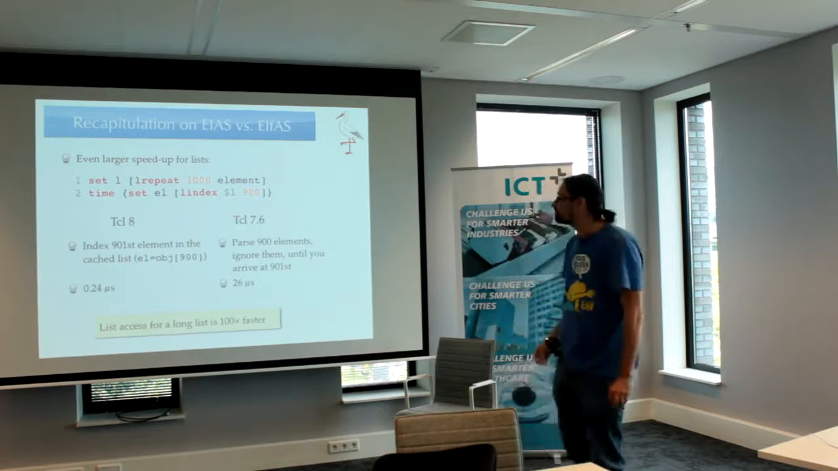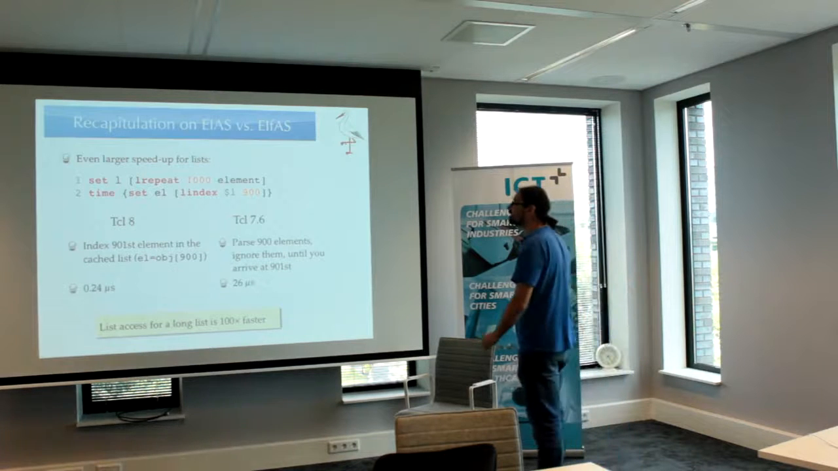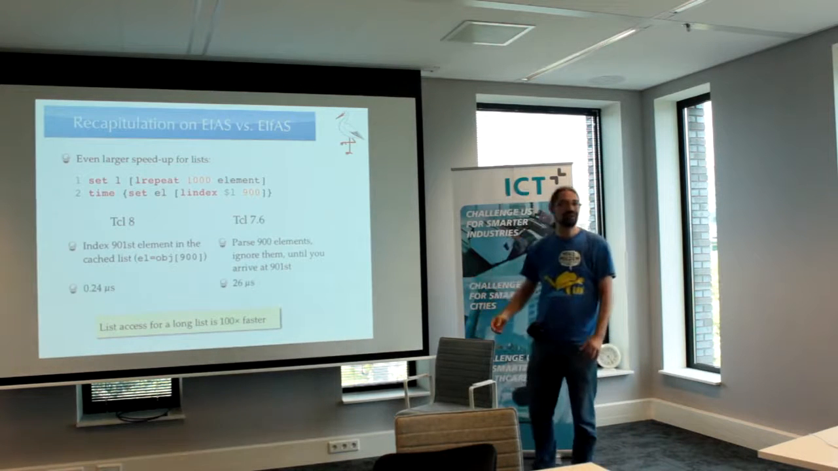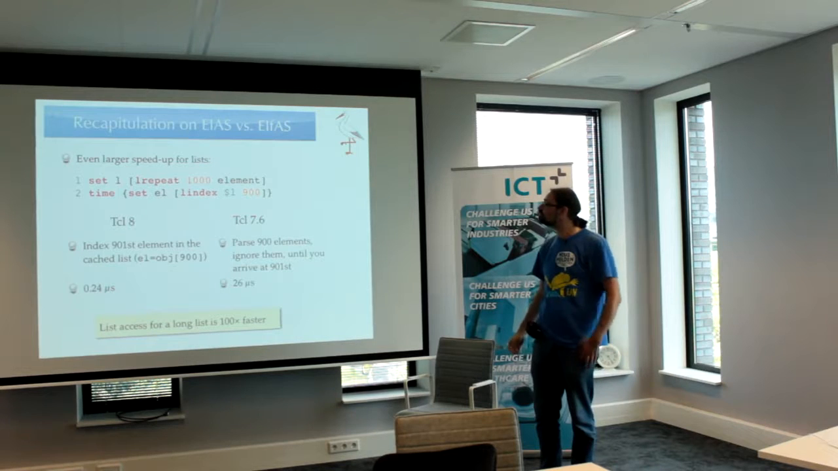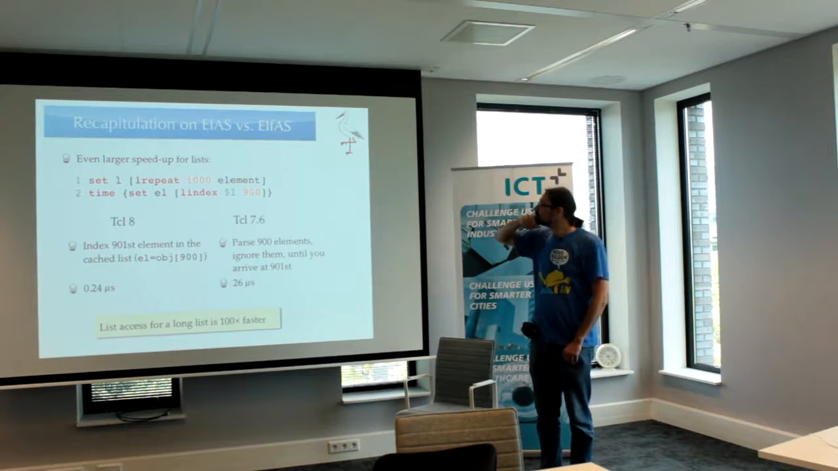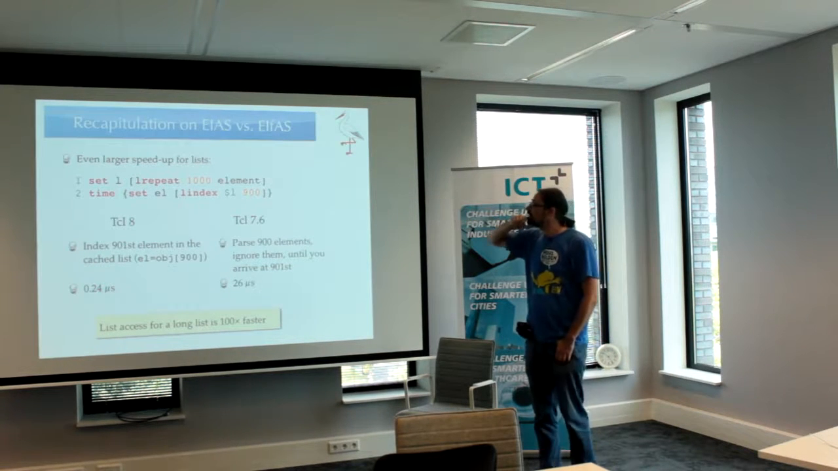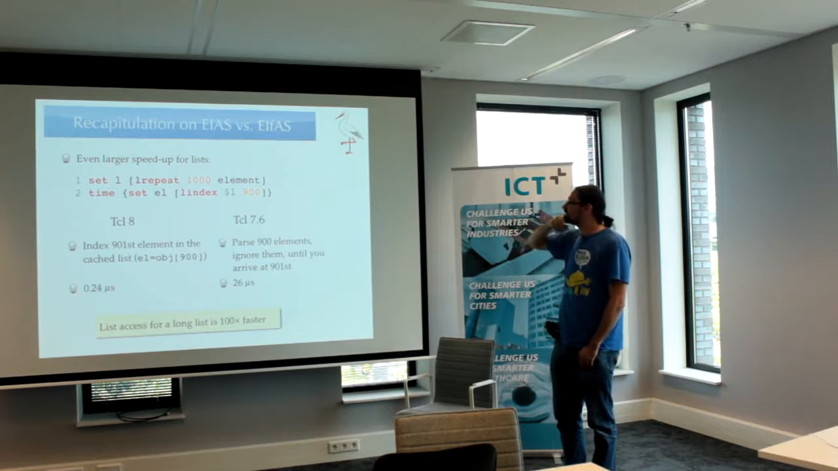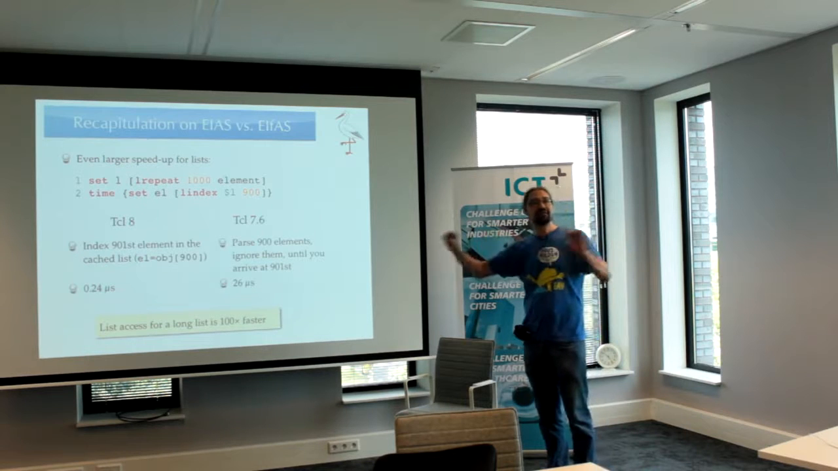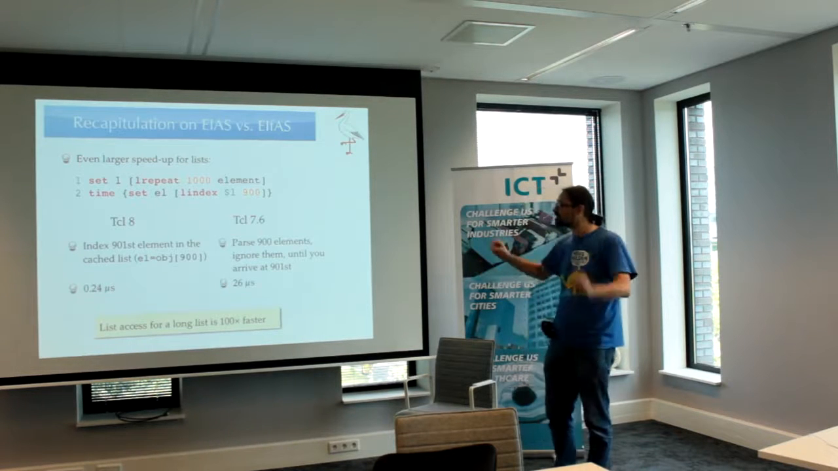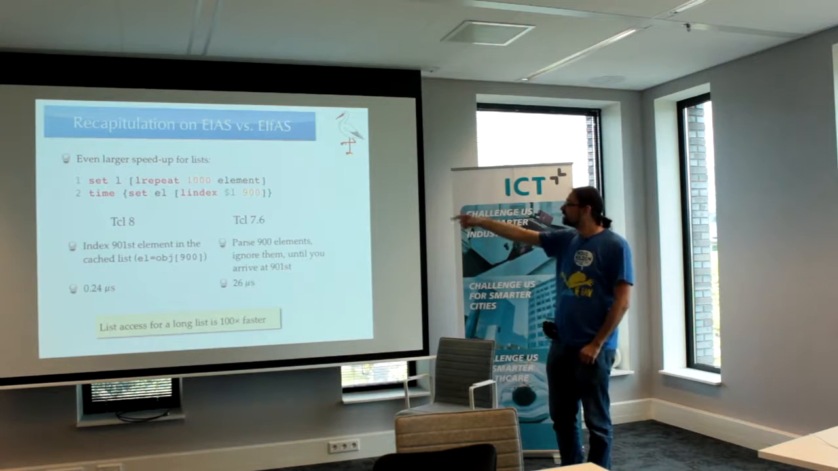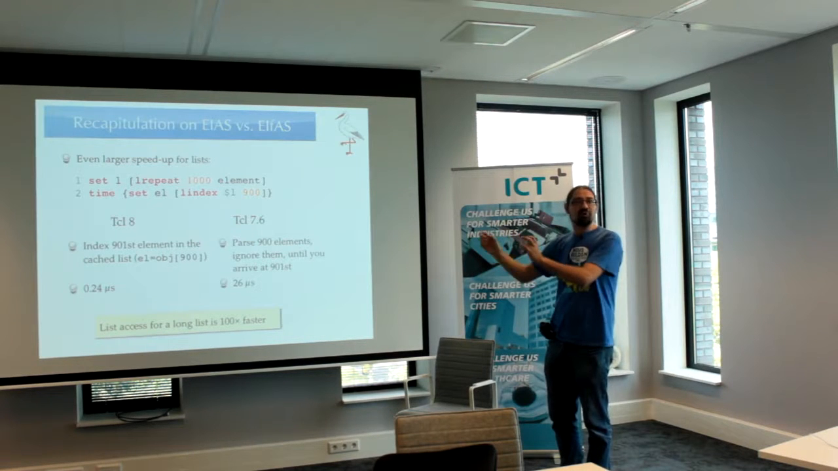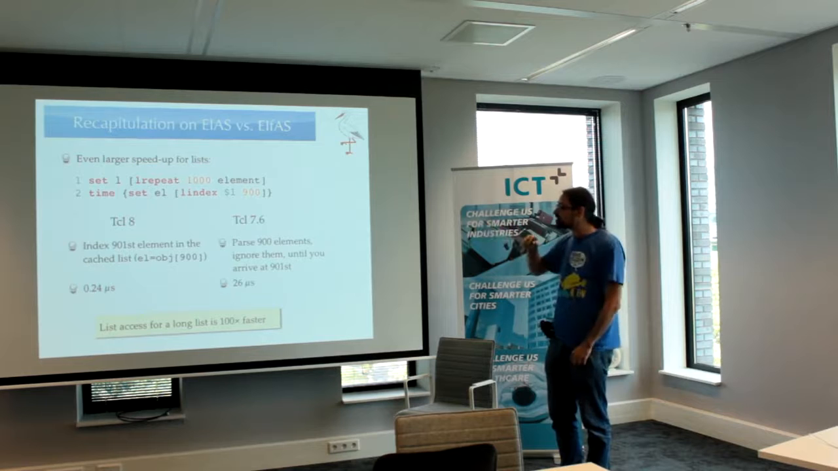If you have not only numbers, but different data structures, there can be a much larger speedup. For example, I ran this code which makes a 1,000 element list in both TCL 8 and TCL 7.6. In TCL 8, assuming that you already have this list representation, the binary list, accessing the 900th element in the list is just adding to a pointer. It's like a single instruction in C.